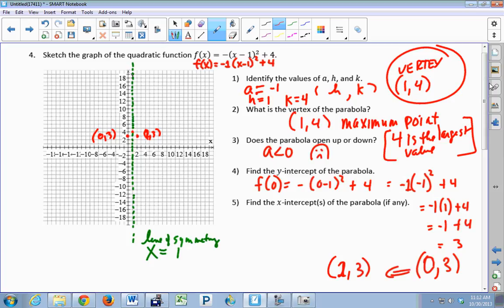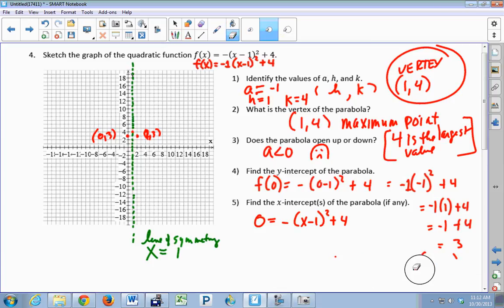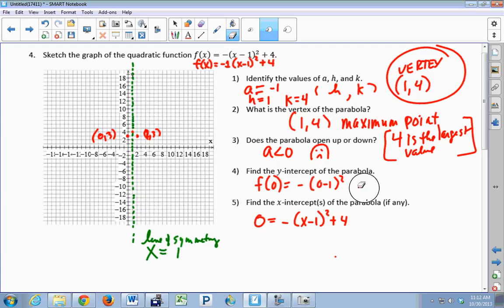All right, so now we got to find the x-intercepts. How do we ever find the x-intercepts for any particular equation or graph? Set y equal to 0, so f of x is 0. And so now I have a quadratic equation to solve. So I set that equal to 0, and I solve for x. Okay, so let's review all of that. Just going to write that there. Its partner using symmetry is 2, 3.